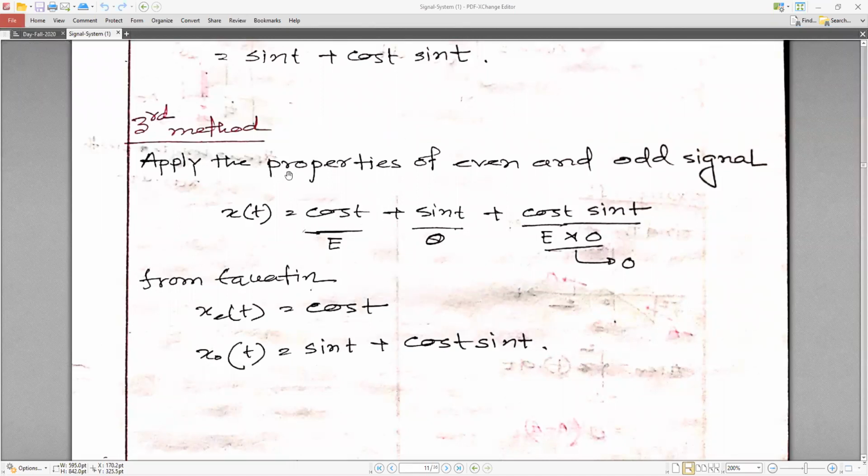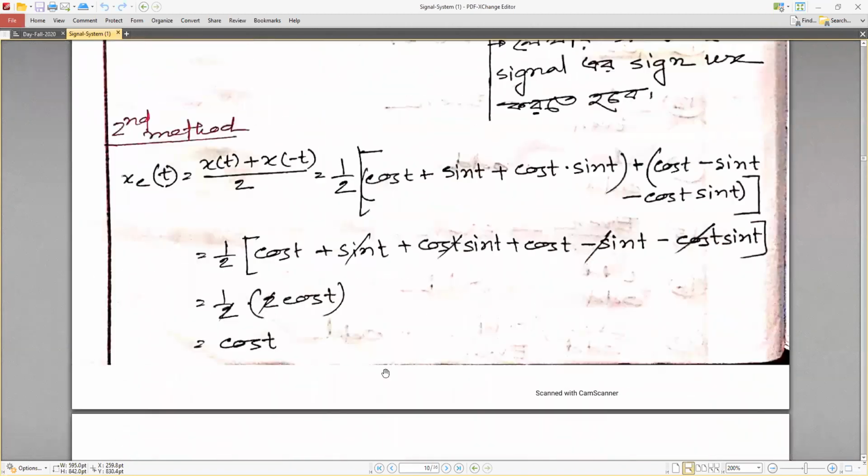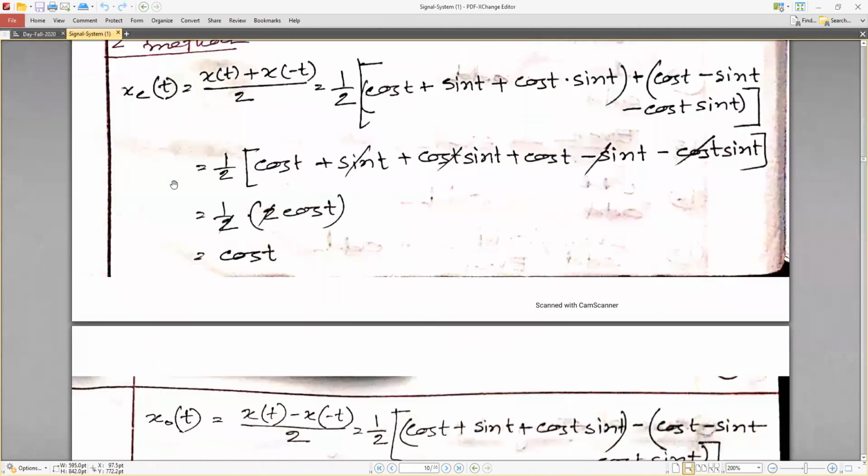See, apply the properties of even and odd signals. Cos of t is even, sine of t is odd, and even and odd multiplication is odd. So you can use this method also. I think you can follow this second method.